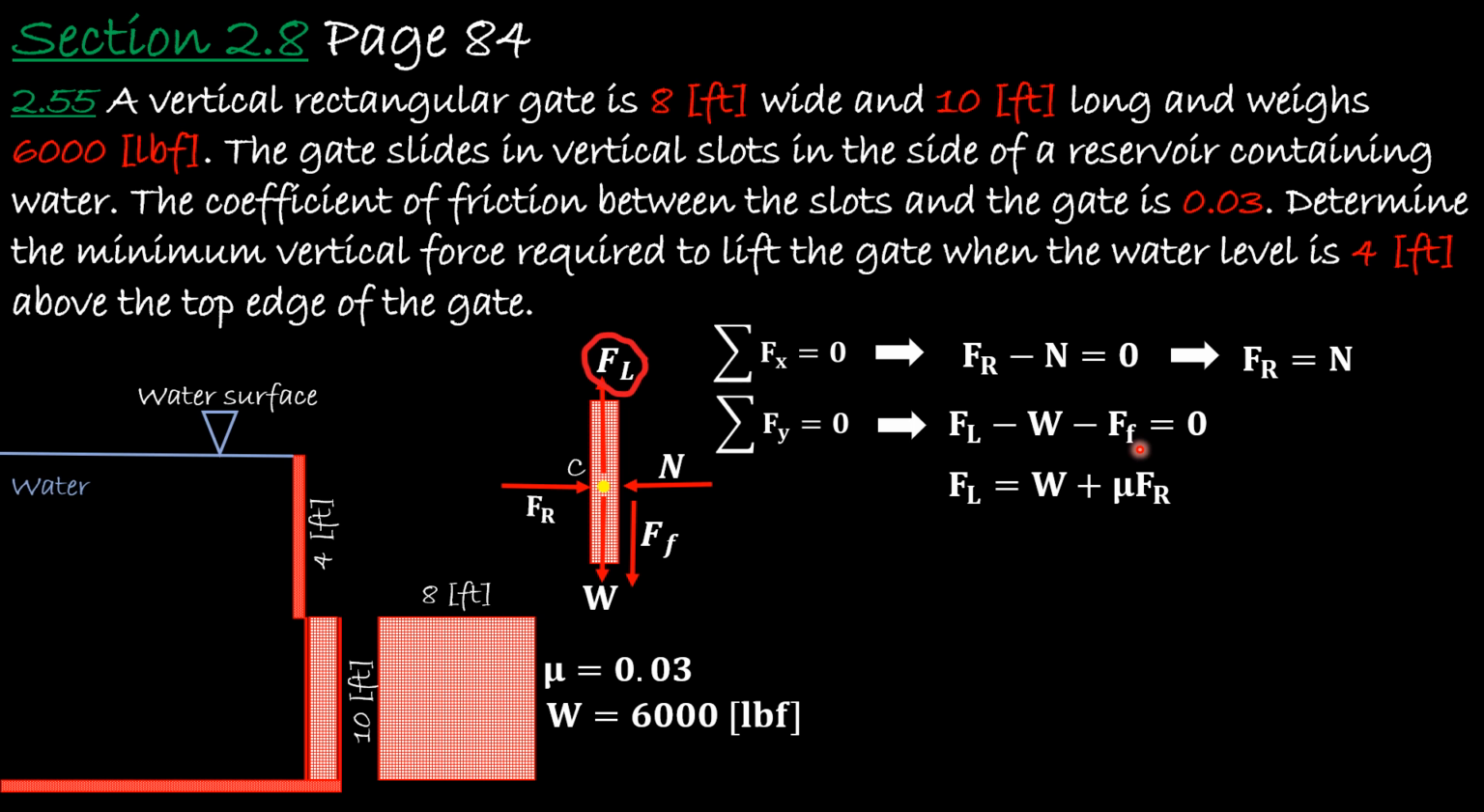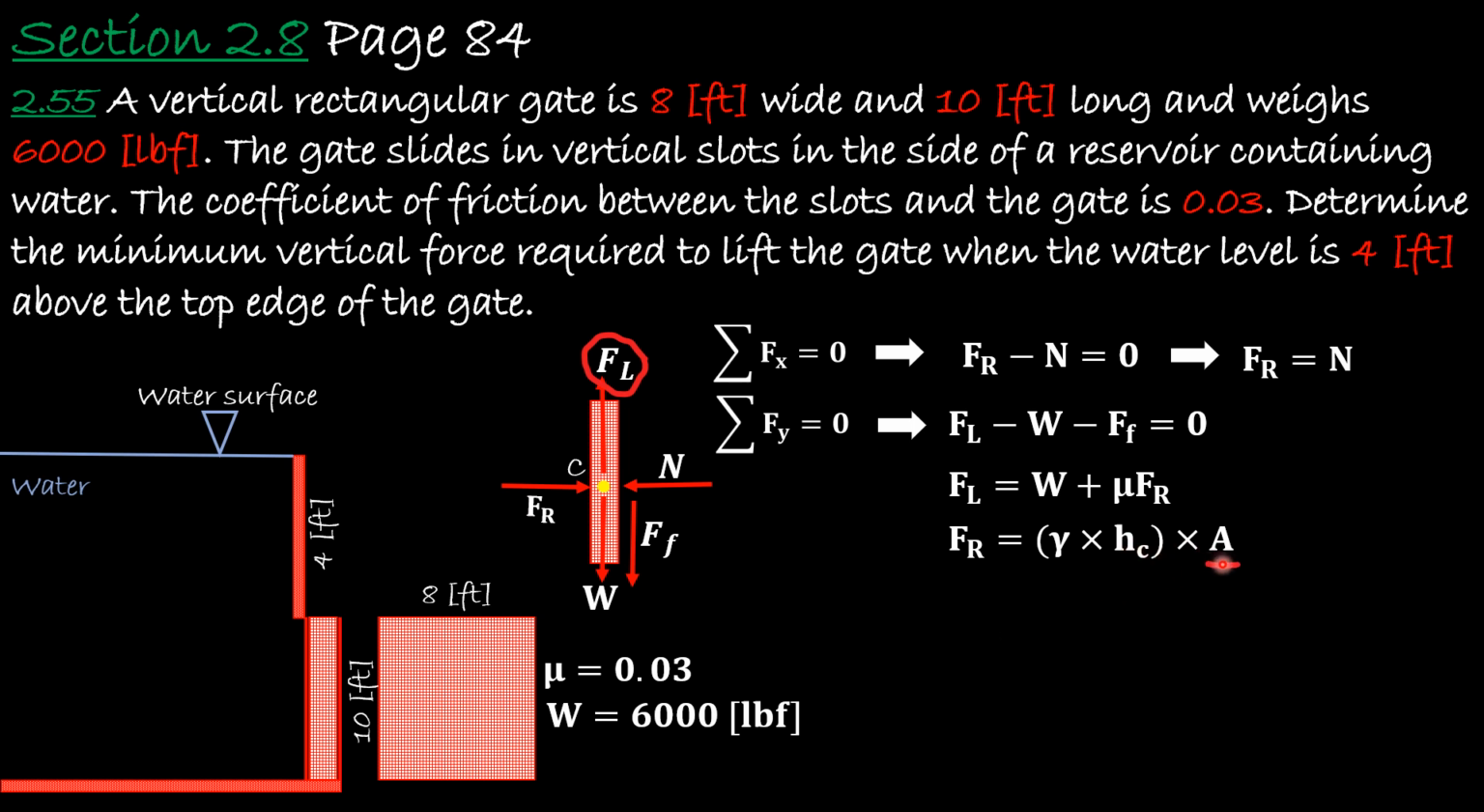So from engineering statics, what is the friction force? It is the coefficient of friction times the normal force, and the normal force is equal to the hydrostatic force. So mu times F sub r. So what is F sub r? From the previous slide, as we mentioned, it's the specific weight of the water times h sub c, and again, h sub c is the vertical distance from the water surface all the way to the centroid, times the area.